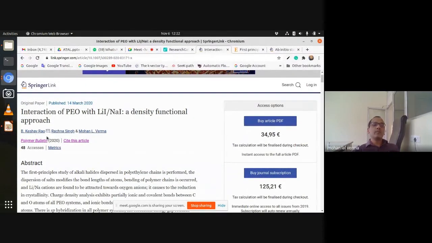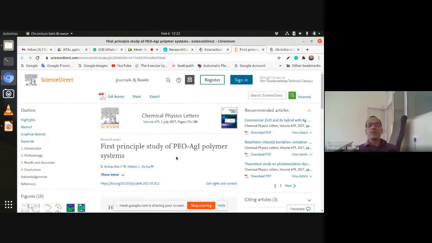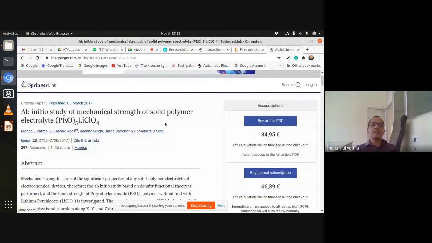This is a paper by B.K. Sharaw, Rachna, published in Polymer Bulletin this year. And second is the first principle study of PU with silver iodide in Chemical Physics Letters. And now an ab initio study of the mechanical strength of solid polymeric chloride. Here we have calculated the breaking mechanical strength and breaking energy for this system, and this has been published. And one paper is communicated by Sivani.